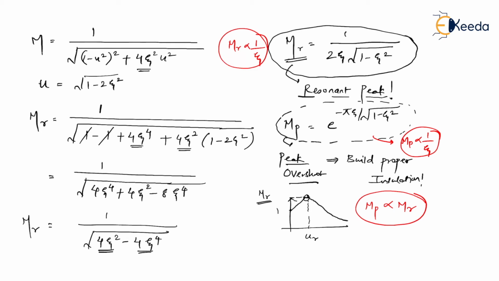Obviously, we don't have to derive any formula between MP and MR because both the domains are different. But now what I can say is that if zeta is increased, MR also decreases and MP also decreases. So they have got a direct dependency. I hope you are clear with that. So this is what regarding MR.